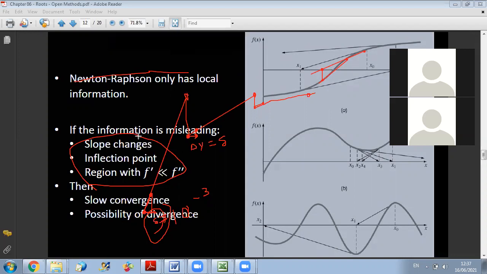So I have a problem when there are slope changes, inflection points, or f prime smaller than f second. In case I have these problems, I don't use the modified secant with delta very small; I either increase delta or use the secant then. But in problems where the behavior of the function is good, with no slope changes, no inflection, and no regions where f prime is much smaller than f second, then Newton-Raphson and the modified secant will behave better.